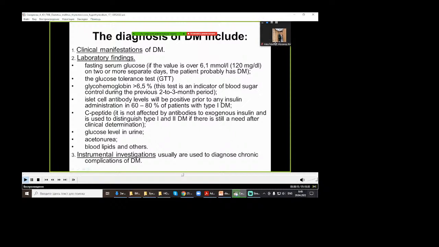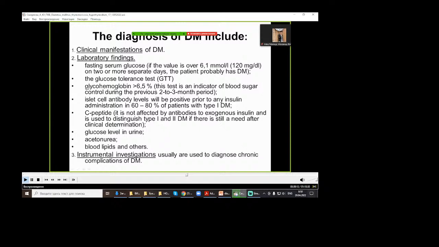So, how to make a diagnosis of diabetes mellitus? Diabetes mellitus diagnosis includes clinical manifestation of the syndrome of hyperglycemia and presence of long-term complications. And of course, we must have laboratory findings. The most important are fasting serum glucose, more than 6.1 millimole per liter or more than 120 milligram per deciliter on 2 or more separate days. The next, positive glucose tolerance test. We have discussed this test the previous semester, you may revise your knowledge about glucose tolerance test.